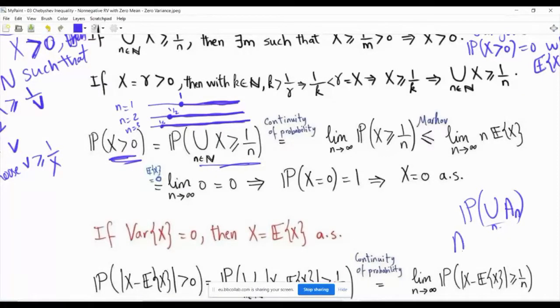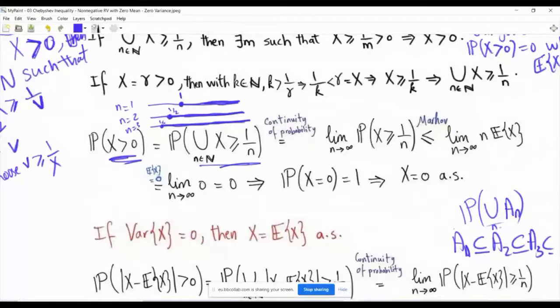They are nested, right? A1 is contained in A2, is contained in A3, and so forth, right? Because the first one is basically the interval from 1 to infinity, the second one from 1/2 to infinity, the third one is from 1/3 to infinity, and so forth.